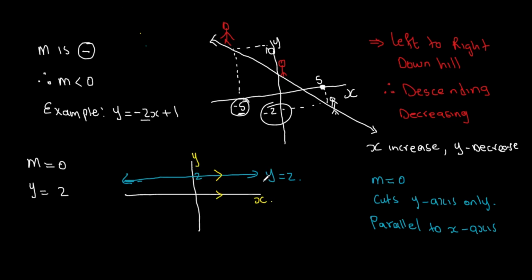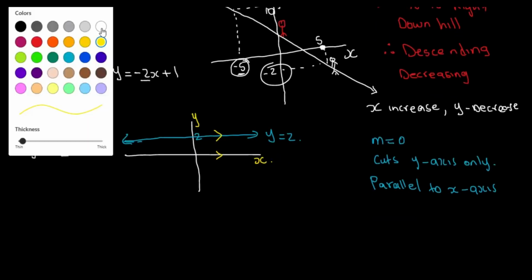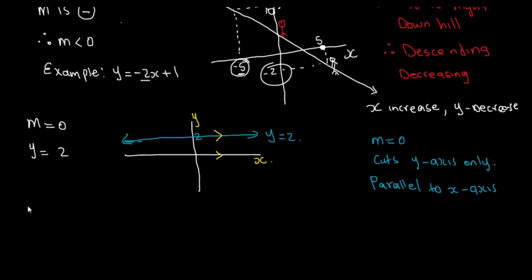Right. So let's say that your gradient is undefined. Okay. So if your gradient is undefined, so if m is undefined, I'm not sure if you understand the word undefined. So we'll definitely talk about that. So if m is undefined, you're going to have an equation like this: x is equal to 3. So if m is 0, y is equal to 2. But if m is undefined, you'll have your equation as x is equal to 3.